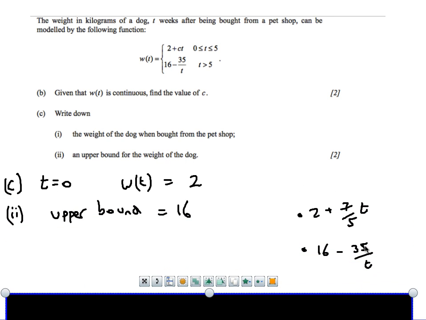we can substitute 7 over 5 that we found for c into the first equation, and then we've got this part for the second equation, and we can see quite quickly that the maximum value for this first one is if we put 5 into this first equation, and that's just going to give us 2 plus 7, so that's 9. So on the first part the maximum value is going to be 9, and then on the second part, well, it's never going to be more than 16 because we're doing 16 take away some number, and so obviously it could get closer and closer to 16 as the time gets ever larger. Therefore we can just say that the upper bound is going to be 16.